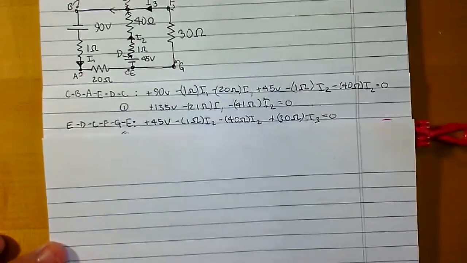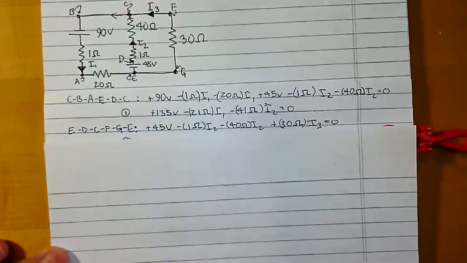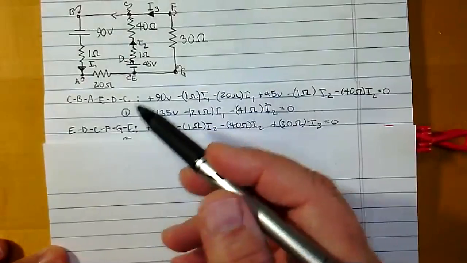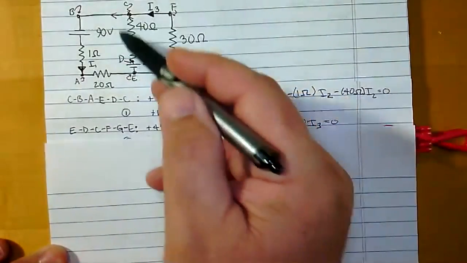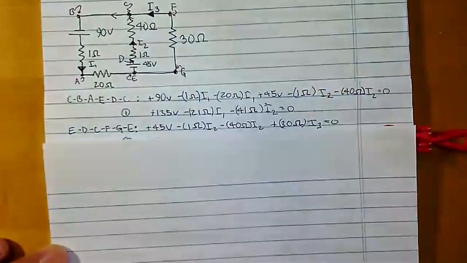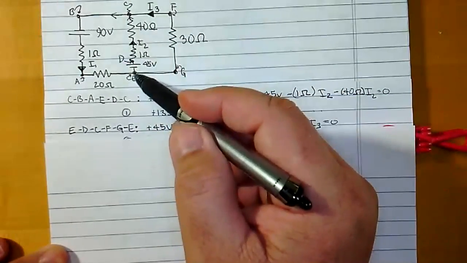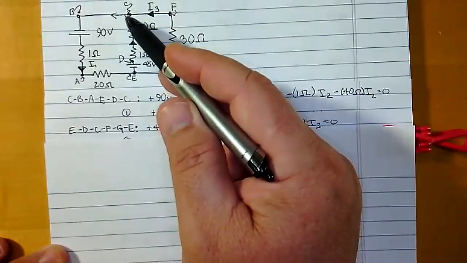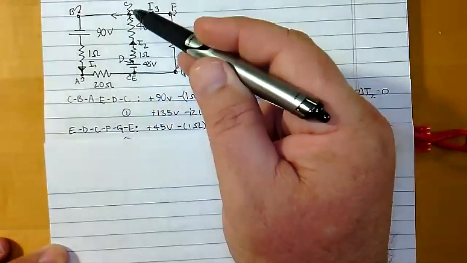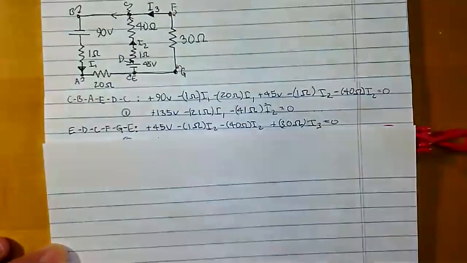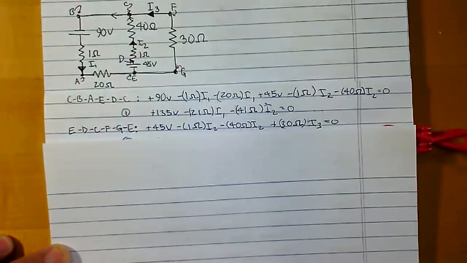This loop is going to be EDCFGE. So this time I'm going around the loop in this direction, and I'm starting here. Notice on this node, I am going the same direction as the current. So again, the resistances will be a voltage drop, but on this one I'm going against the direction, so the resistances will actually cause a voltage increase.